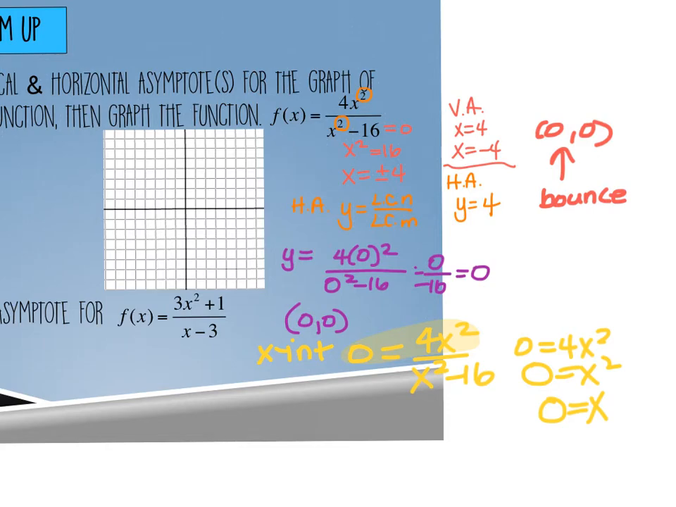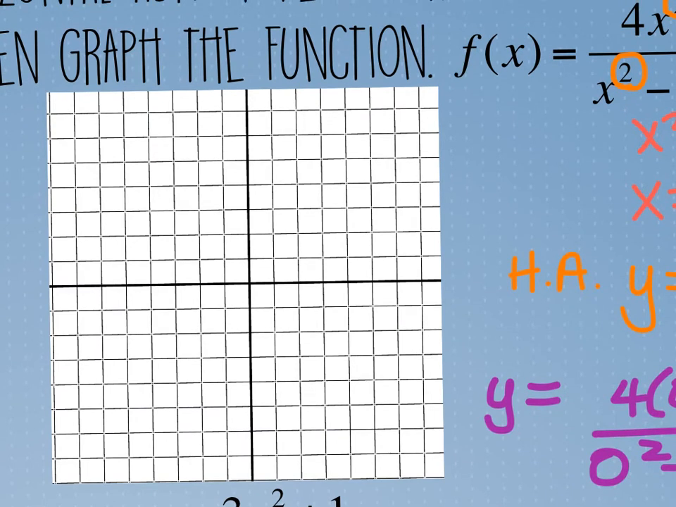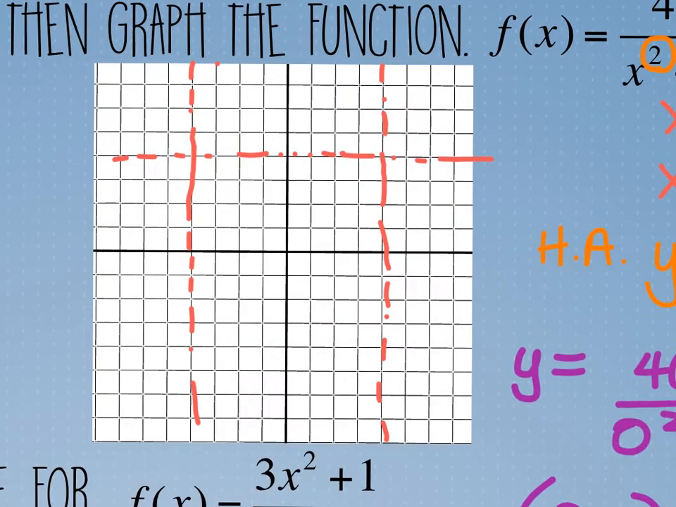Okay, so I'm going to plot what I already have. So my vertical asymptotes at -4 and +4, and my horizontal asymptote at +4. And then my x and y intercept at 0, 0. So what I don't know yet is if this bounces but opens up or bounces and points down.